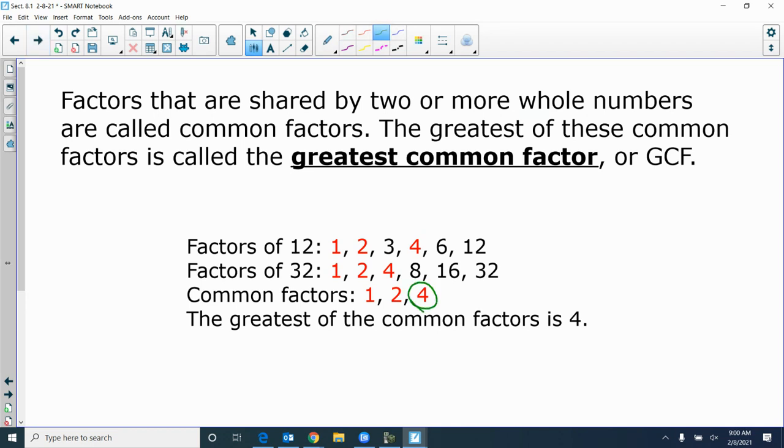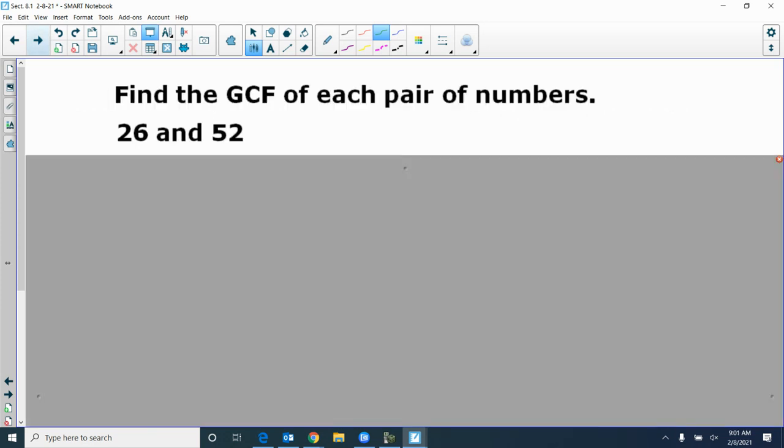So that means 4 is the largest number that will divide into 12, and the largest number that will divide into 32. It divides into both of them. Like 6 will divide into 12 but not 32, and 8 will divide into 32 but not 12. 4 is the biggest one. Sometimes you can figure this out mentally. Sometimes you have to go through the work. All right, now flip it over. This one's not on your paper, so just pay attention. Find the GCF for each pair.